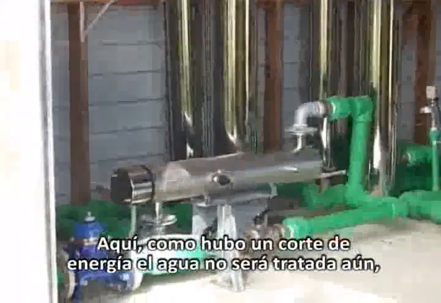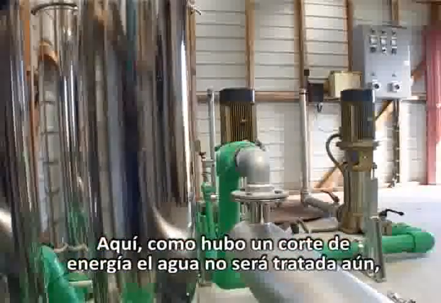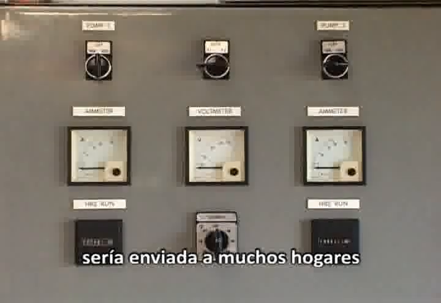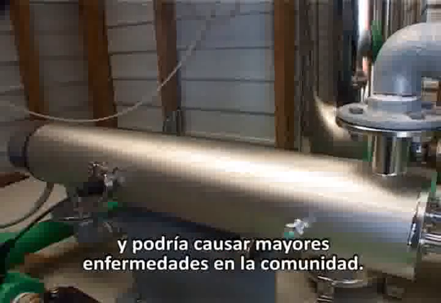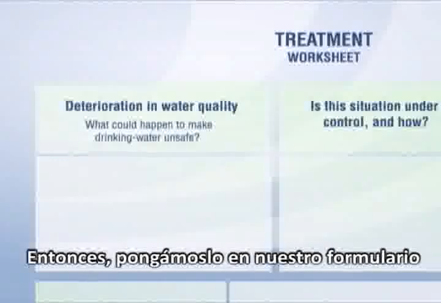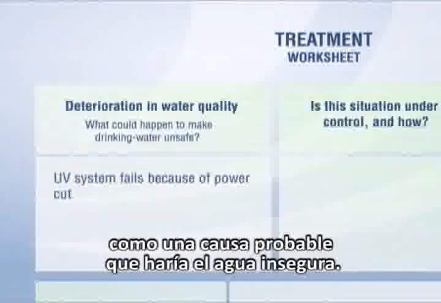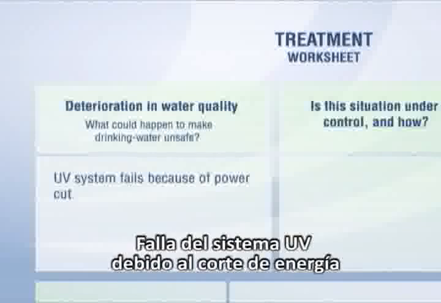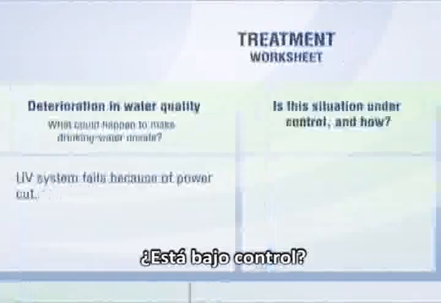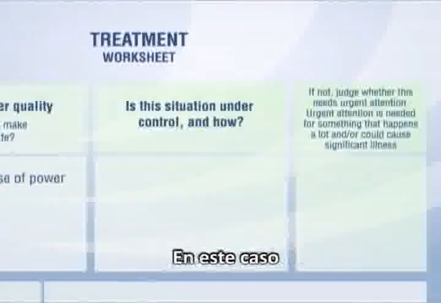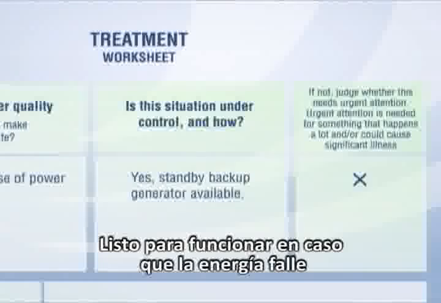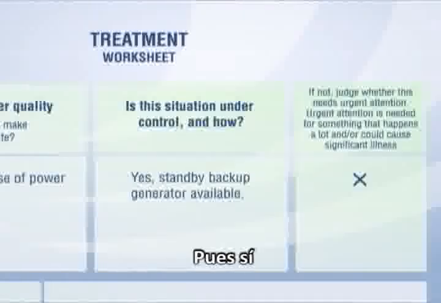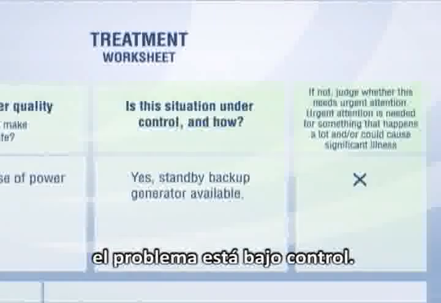Here, if there was a power cut, the water would not be treated, yet will still be sent to many homes and could cause major illness in the community. So let's add that to our worksheet as a cause that could make the water unsafe. UV system fails due to power cut. Is this under control? In this case, there is a standby generator ready to go in case power fails. So yes, the issue is under control.